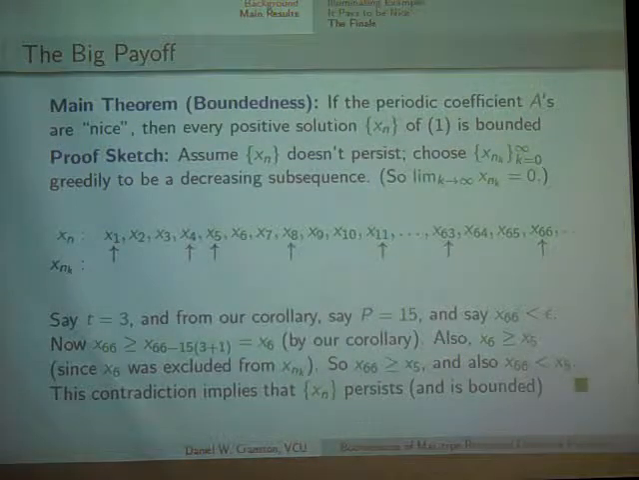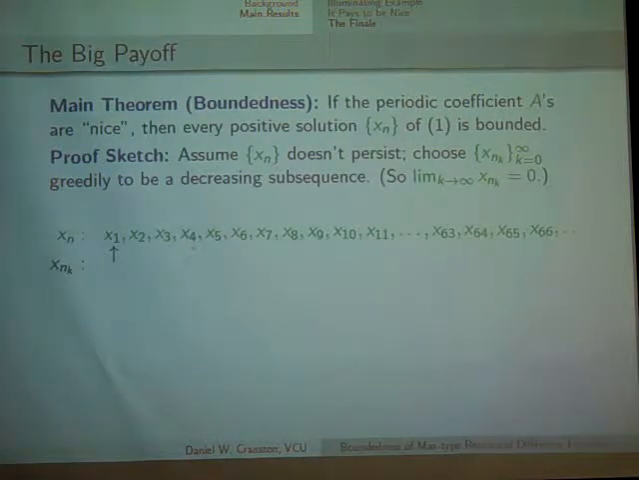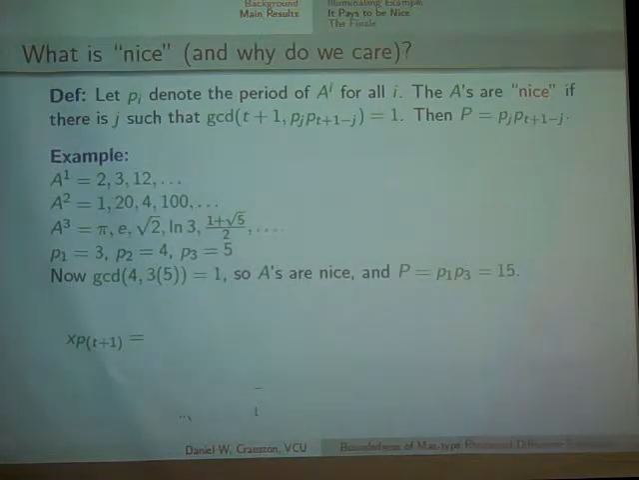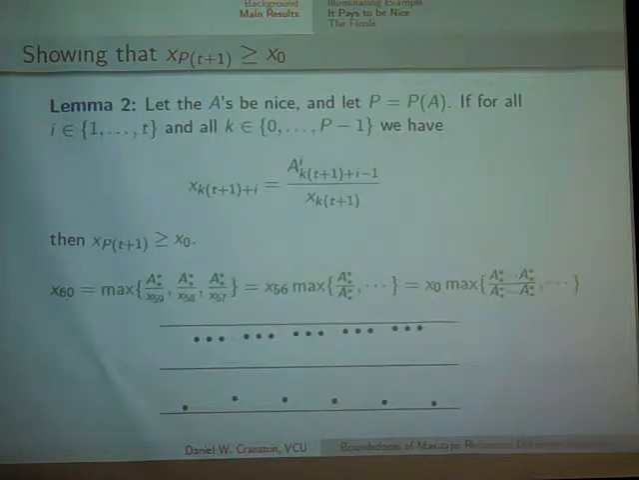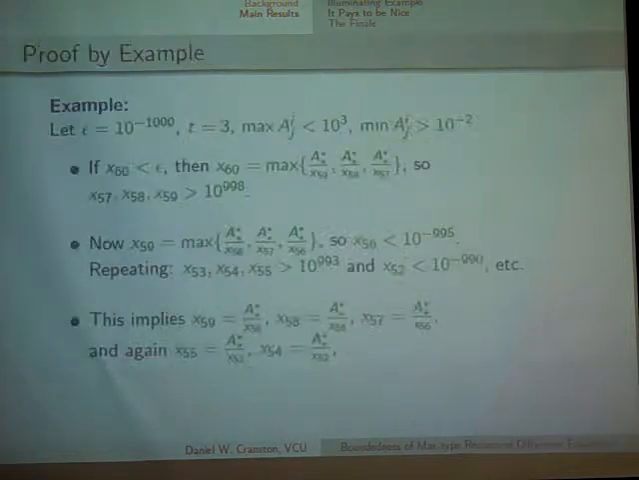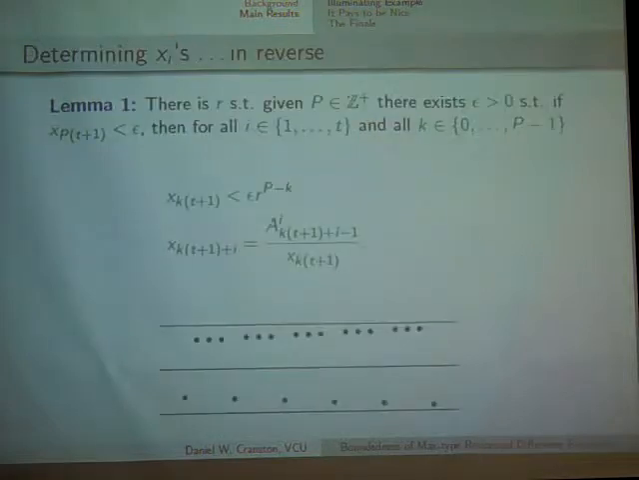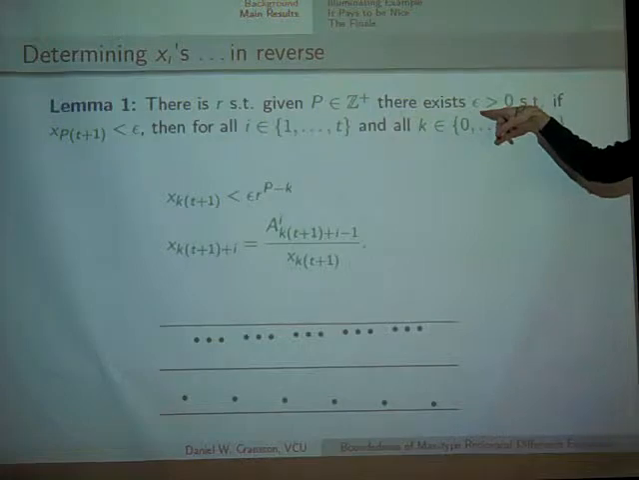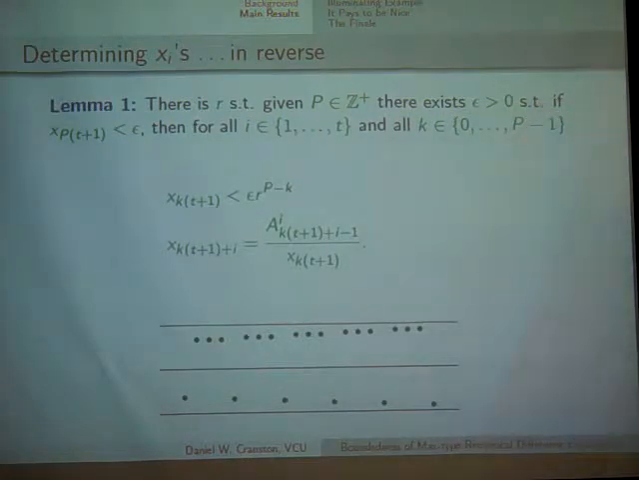Yeah. How did you choose the epsilon? How did I choose the epsilon? So the epsilon here, I didn't say what it was, but it comes out of the first lemma, that there exists this epsilon greater than 0, right?